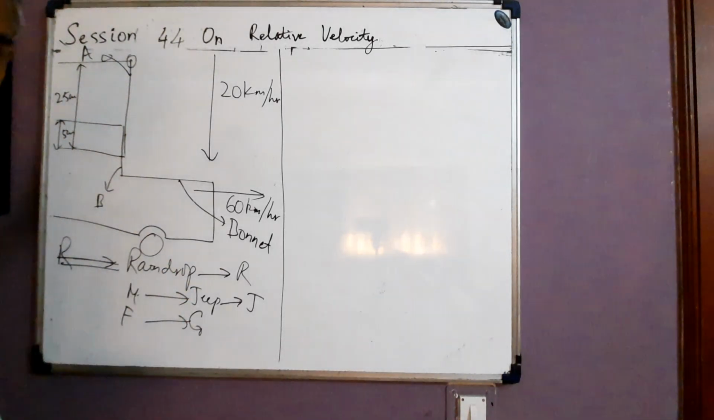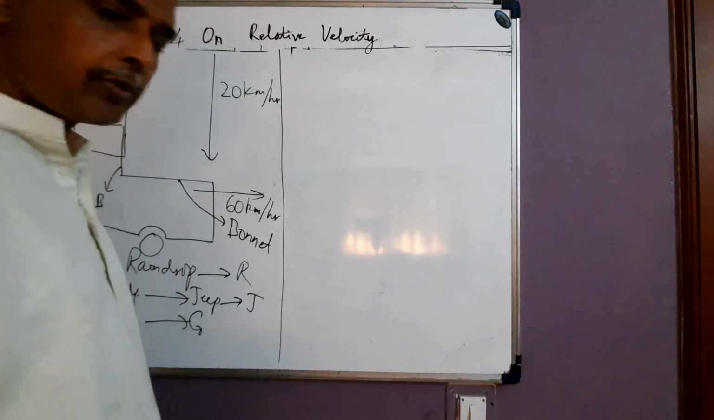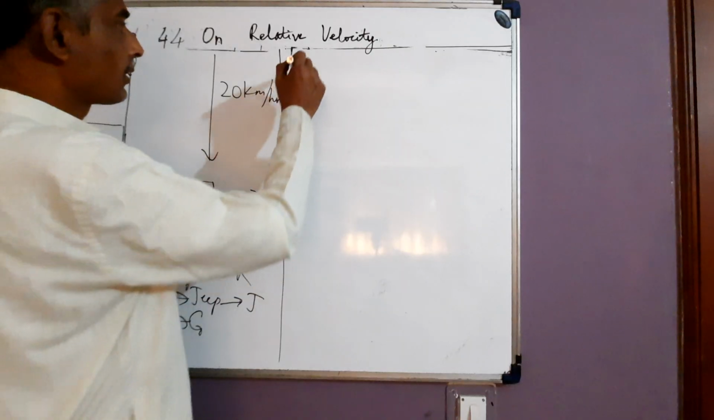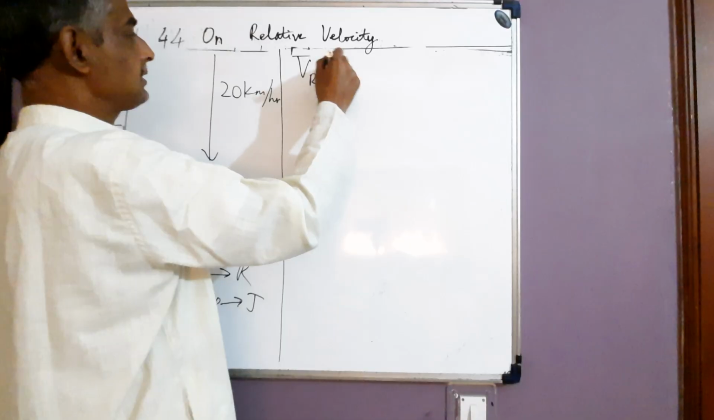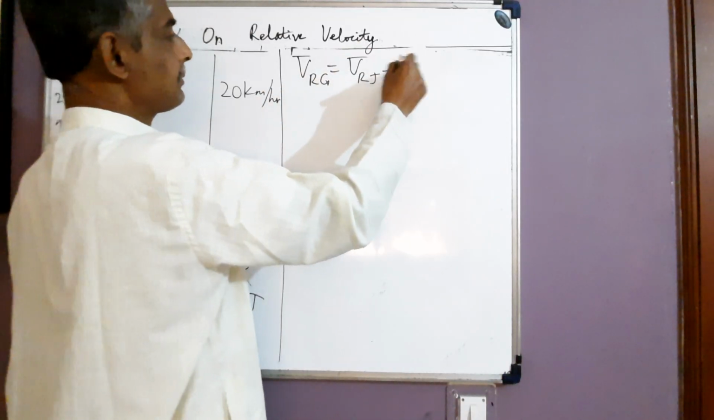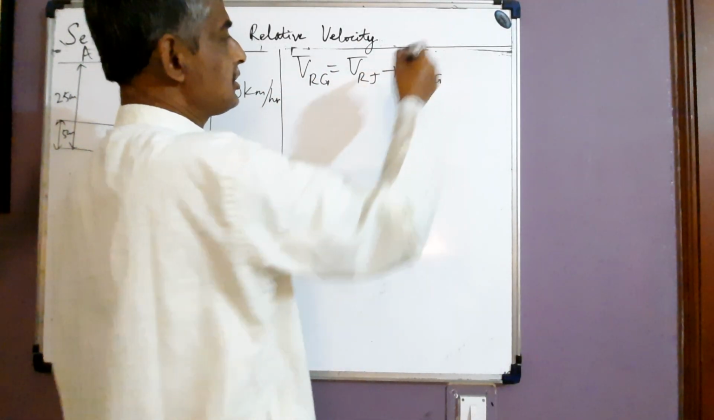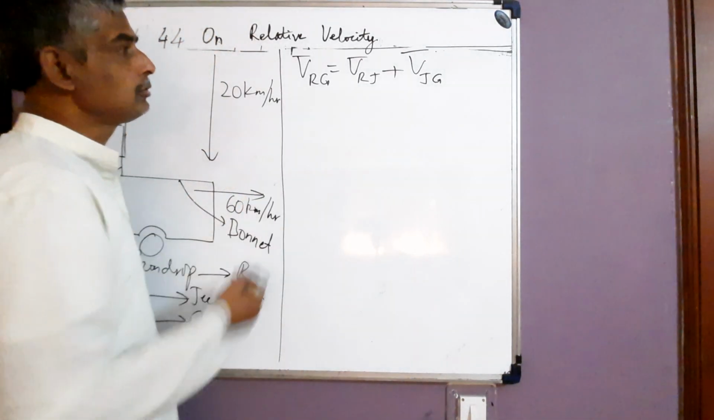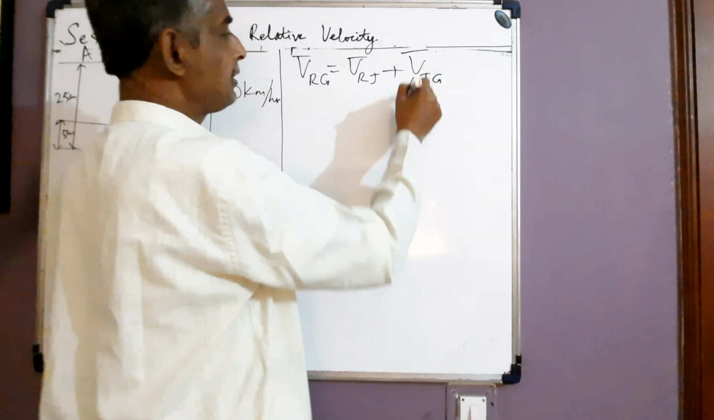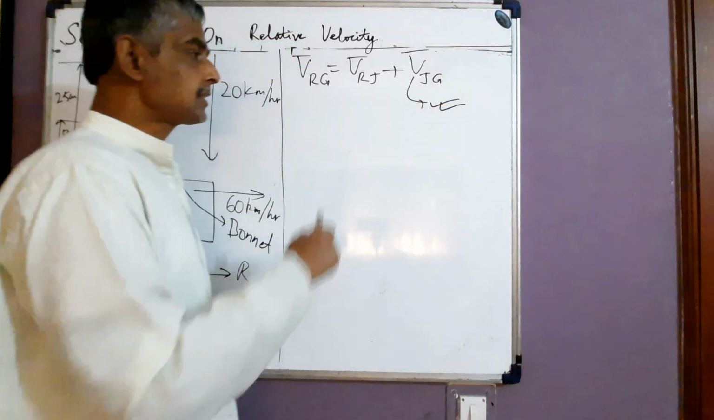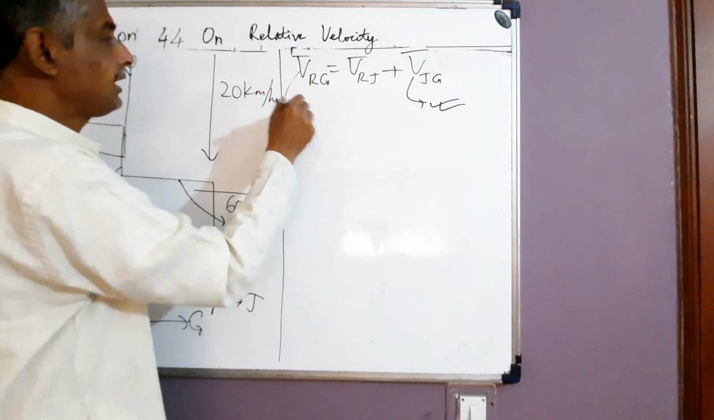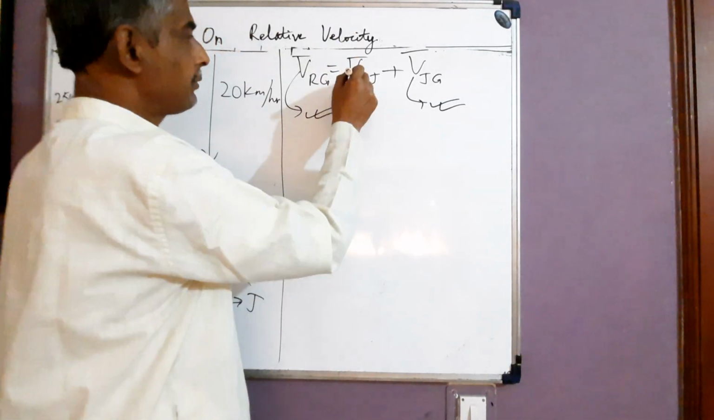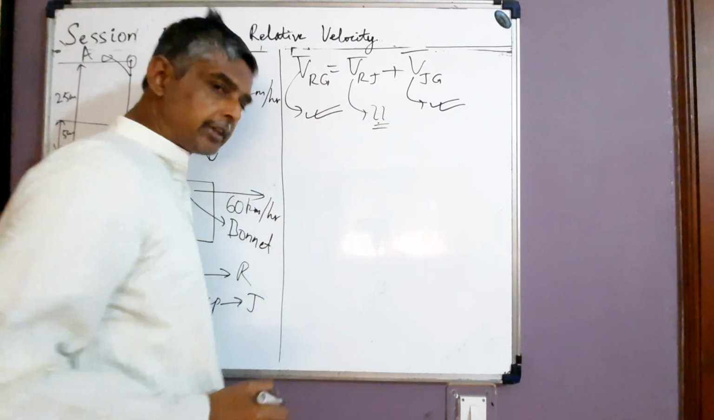Now we write down the formula for the velocity relation between two mutually translating frames. So VRG is equal to VRJ plus VJG. J for Jeep, R for raindrop, G for ground. For VJG, complete information is given: 60 km per hour rightward. VRG also is completely given: 20 km per hour downward. And for VRJ, nothing is known, neither magnitude nor direction.